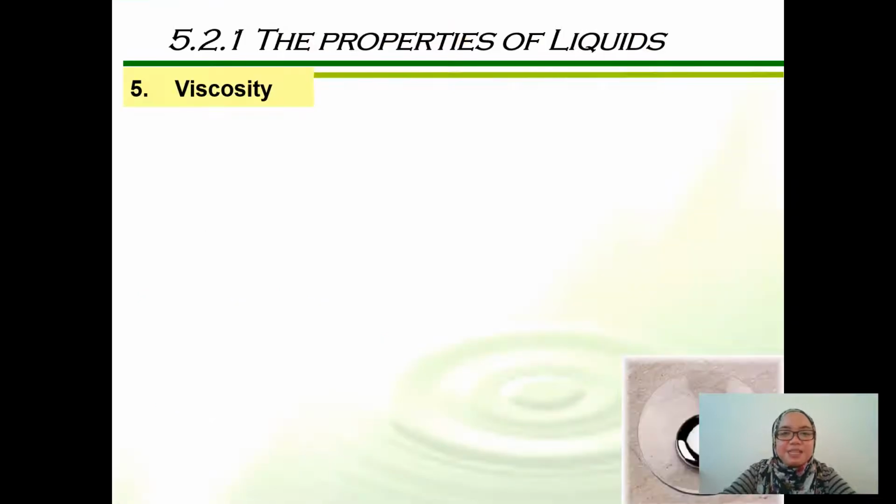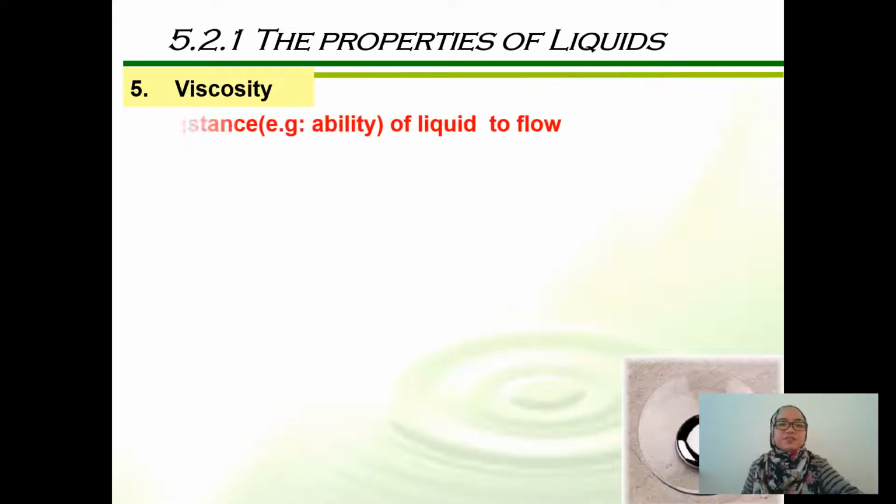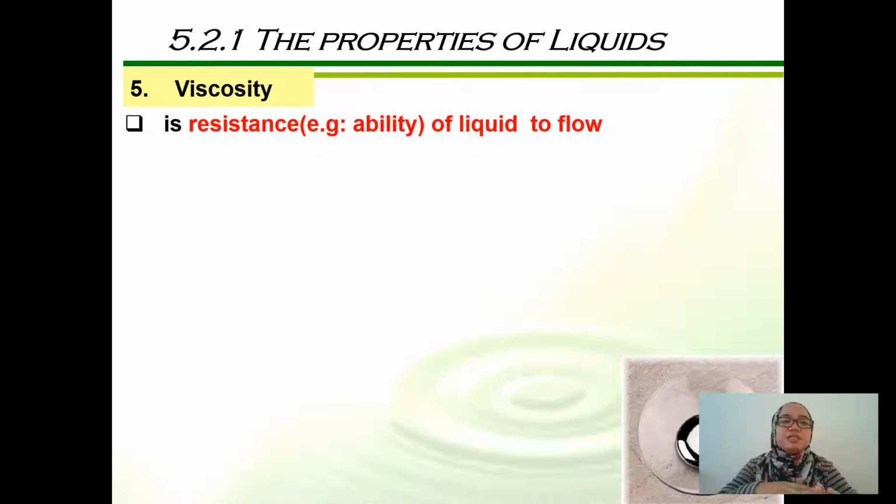Okay. Now we look at the last property of the liquid, which is viscosity. So what does it mean by viscosity? Viscosity is the resistance, the ability of the liquid to flow. So the higher the viscosity, the harder for the liquid to flow. Lagi likat lah. So kelikatan. So viscosity ni kelikatan.